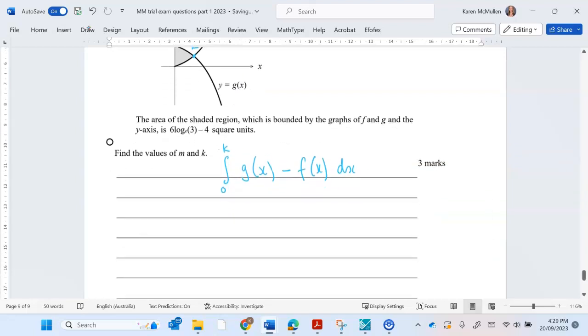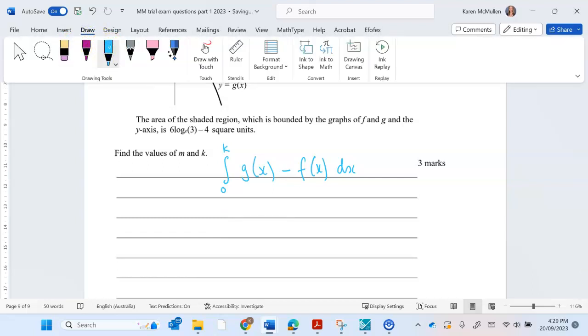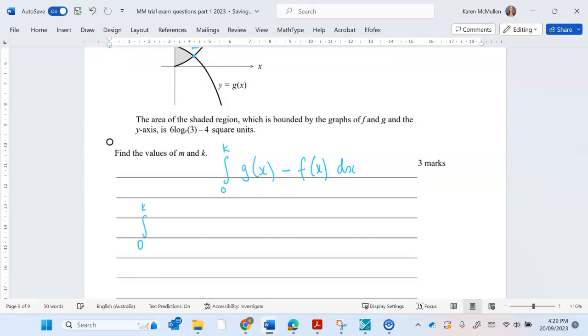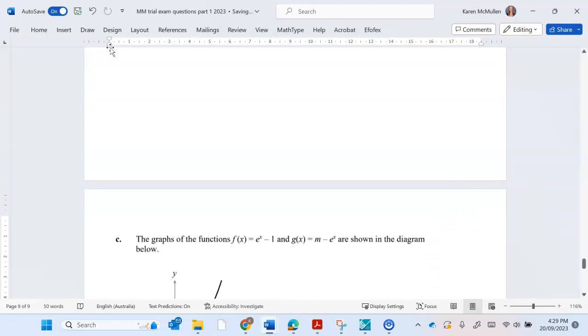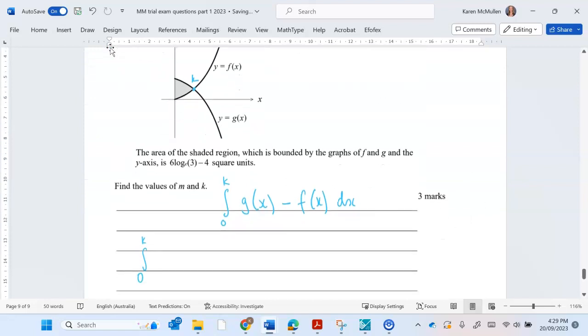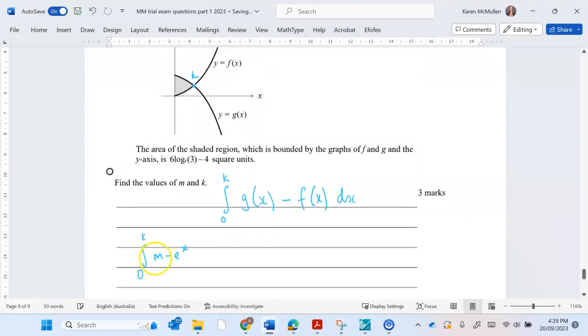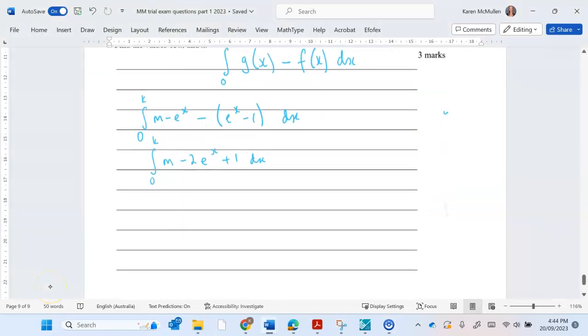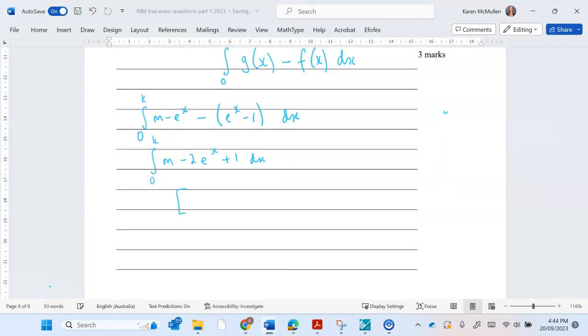So let's just put everything in. And I might need more space in this, so I might go over to the left a bit more. Alright, k, 0, g of x, what was g of x? M minus e, it's nice that they wrote it again for me. M minus e to the x minus, and put it in brackets because you've got multiple terms there. Okay, let's find the antiderivative. So m becomes mx, negative 2e to the x just stays negative 2e to the x, and then 1 becomes x, from k to 0.